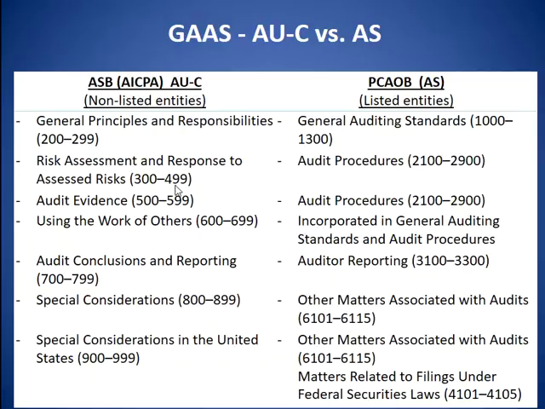The risk and the equivalent information is listed in the PCAOB as audit standards 2100 through 2900. I go then to the AICPA audit standards, where it has a classification called audit evidence, and that's in sections 500 through 599. And again, if we look at the equivalent, that is still contained in audit standards 2100 through 2900. So you can see the equivalent audit standards under the AICPA to the PCAOB.